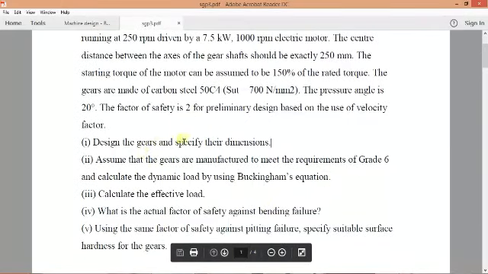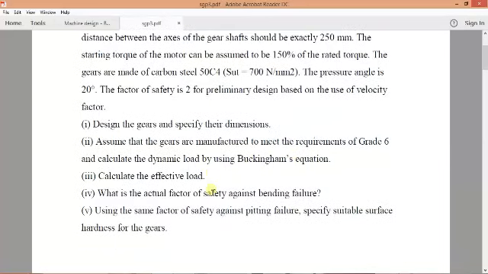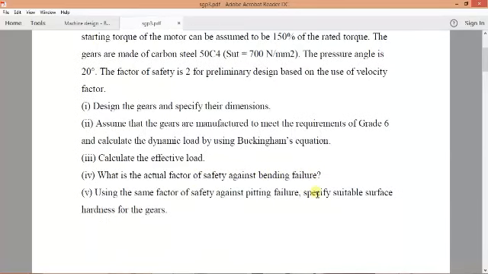First of all, design the gears and specify their dimensions. Then assume that the gears are manufactured to meet the requirements of grade 6 and calculate the dynamic load using the Buckingham equation. Third, calculate the effective load. Fourth, what is the actual factor of safety against bending failure. Fifth, using the same factor of safety against pitting failure, specify a suitable surface hardness for the gears. So we are going to see step by step how to solve this problem.